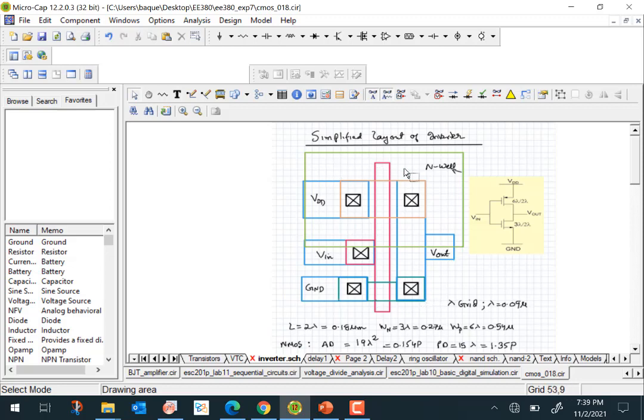The whole layout has been done on what we call a lambda grid, where lambda is half of the technology parameter when we call it 180 nanometer. So we say 2 lambda equals 180 nanometer, so lambda becomes 90 nanometer. If it were a 1 micron technology, lambda would have been 0.5 micron. So it's a lambda grid.